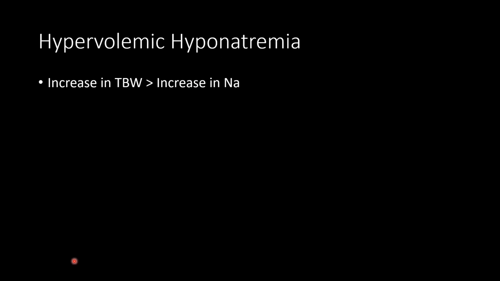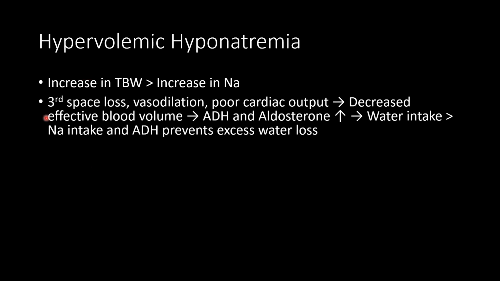So what is the mechanism? Whenever there is third space loss, vasodilation, poor cardiac output, etc., it will lead to a decrease in effective circulating volume. That decrease in effective circulating volume will cause secretion of ADH and aldosterone. Aldosterone will cause sodium retention, and ADH prevents the extra water loss. So basically water is getting retained inside the body.